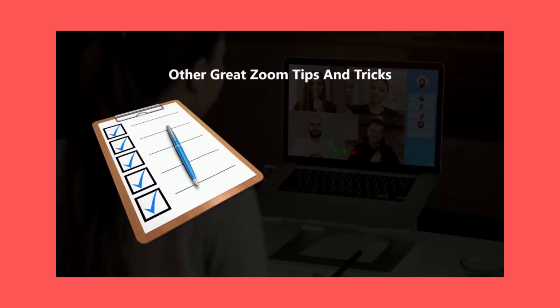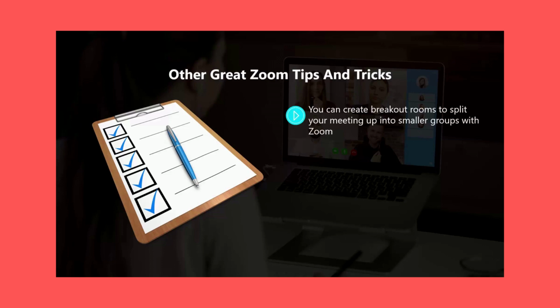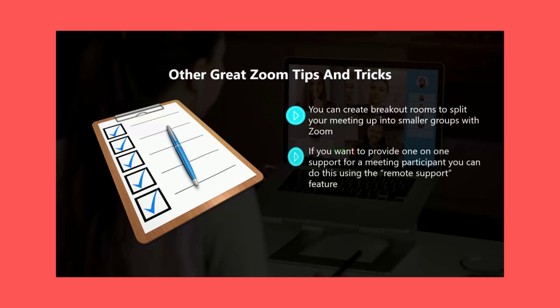Other great Zoom tips and tricks. You can create breakout rooms to split your meeting up into smaller groups with Zoom. While it is possible to do this during a call, you will avoid logistical issues if you set the rooms up before you hold your meeting. If you want to provide one-on-one support for a meeting participant, you can do this using the Remote Support feature. This is great for group training sessions where you need to provide help to certain individuals, for example.